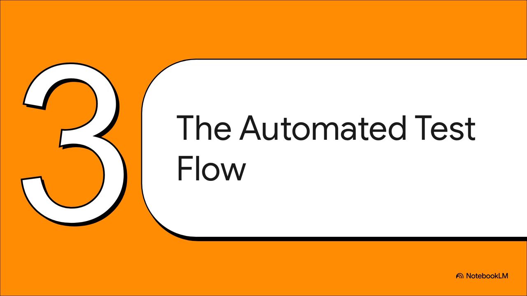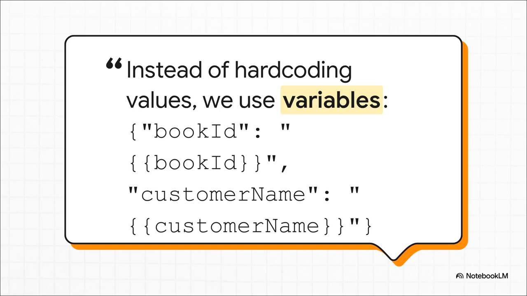Okay, now for the really cool part. Let's see how we actually connect those API requests to that external data file and build a completely automated flow. Now, this is the magic trick right here. Instead of putting a real book ID or a specific customer name into our request, we use these placeholders, these variables wrapped in double curly braces. This one little change transforms our API request into a reusable template.